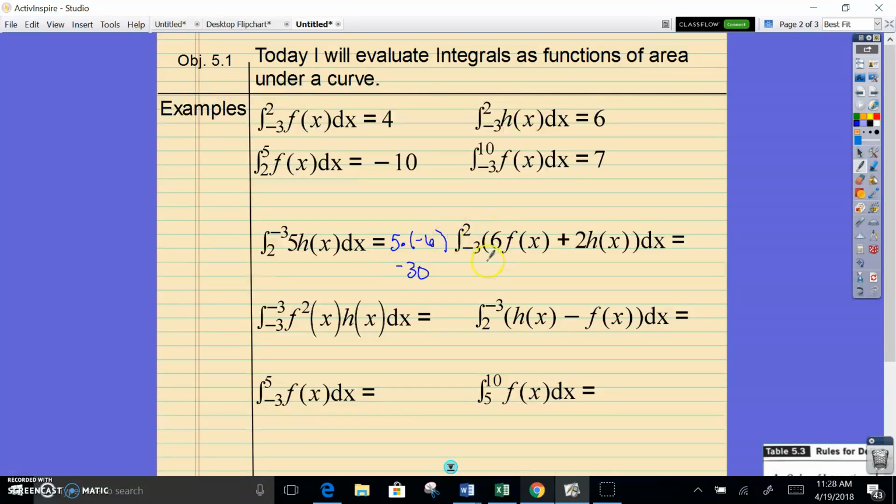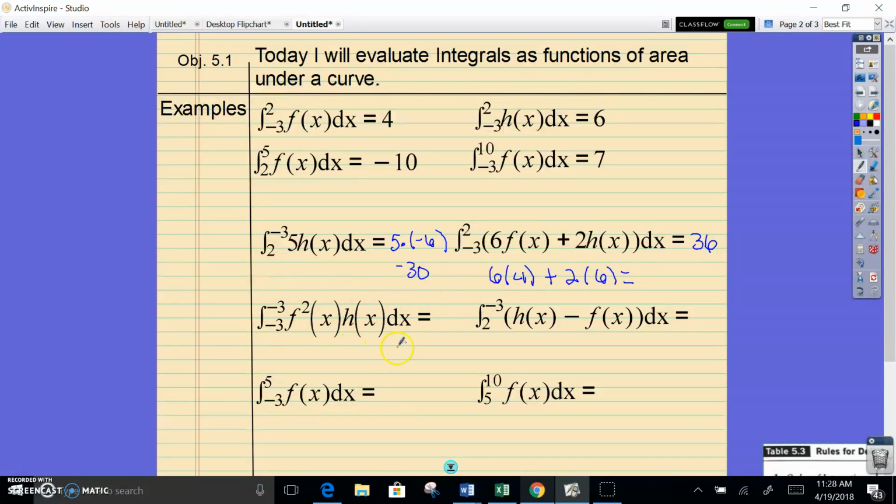For the next one, we're going to go from negative 3 to 2, and that's going to be 6 times f of x. So using that constant rule, I'm just going to have 6, and the integral of f of x is 4, plus 2, and the integral of h of x from negative 3 to 2 is 6. And so then I would just evaluate and get, in this case, 24 plus 12, which is 36.